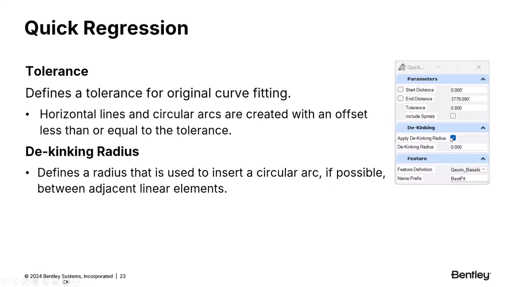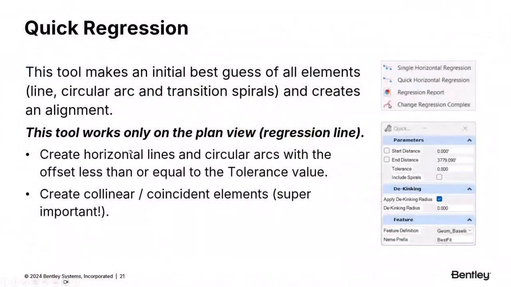There's also an option here to apply a dekinking radius, which, pulling most of this information from the help file, it says this defines a radius that is used to insert a circular arc if possible between two adjacent linear elements. Okay, so if you need to just create curves and arcs, you may want to consider applying a dekinking radius. Can also include spirals, so don't forget about the little spiral checkbox there if you do need to include spirals. And also remember, when you do use the quick regression tool, as I mentioned in my previous slide, it does create collinear and coincident elements, so everything is tangent. Okay, super important.